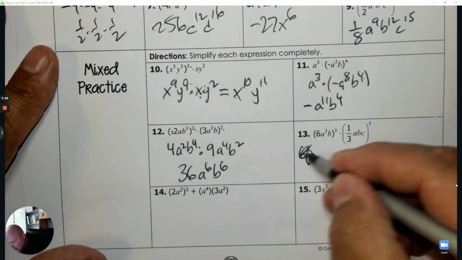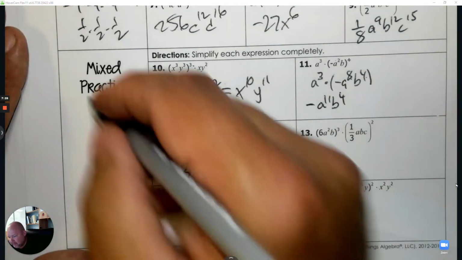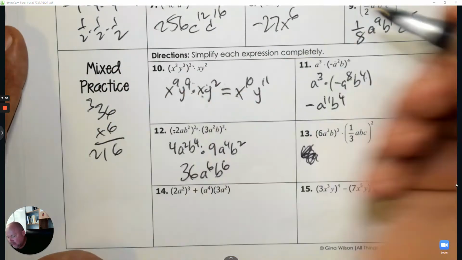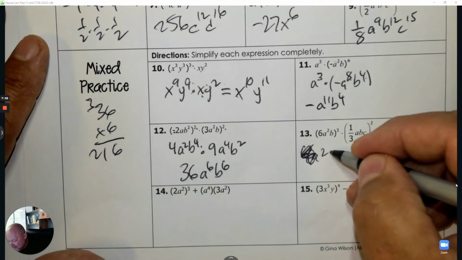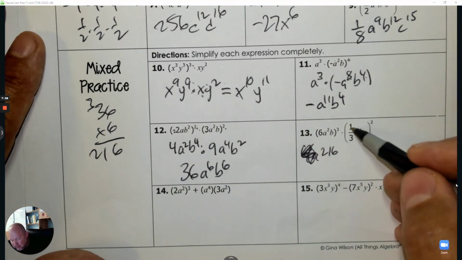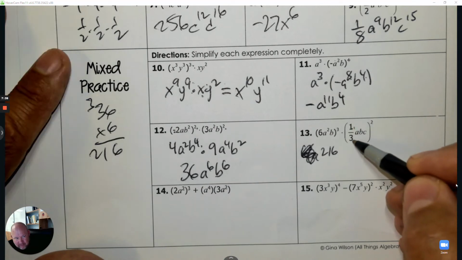Oh, what am I doing? It's going to be a big number. 6 times 6 times 6. I know it, but I don't want to be wrong. 18, 216. I knew it. So 216. And then 1/3 squared is 1 times 1 and 3 times 3.